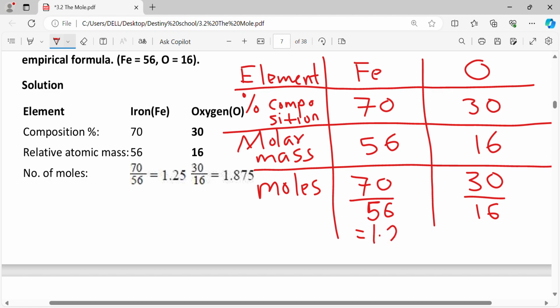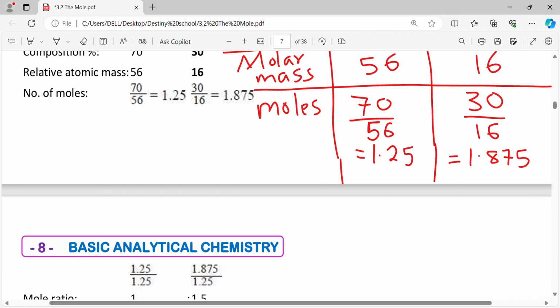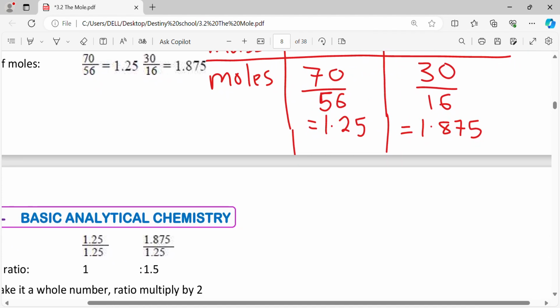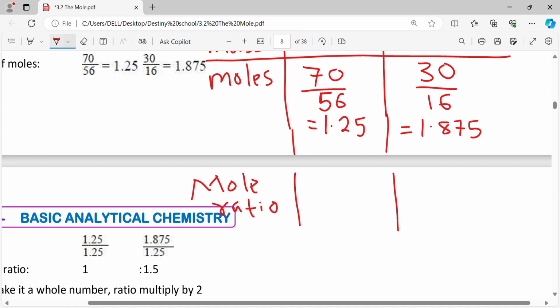You take 30, divide by 16. So you get certain answers. The answer that you get in this one is 1.25. The answer that you get in the other one is 1.875. Okay, then you are not done yet. You are still proceeding with our table.